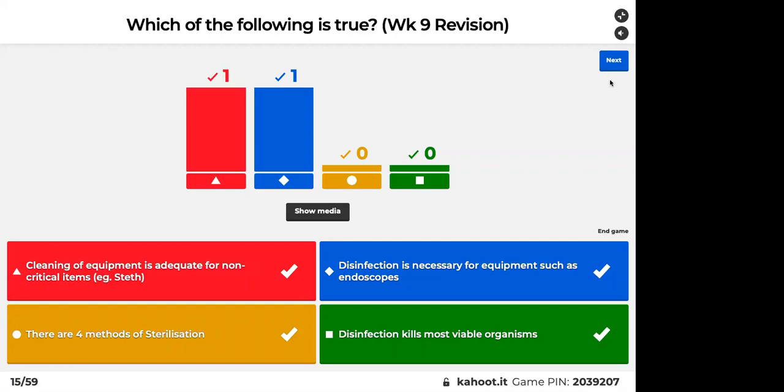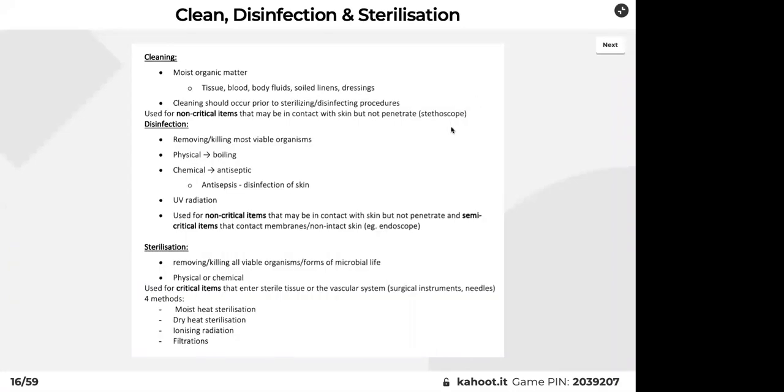Does anyone want to tell me what the four methods of sterilization are? Okay, so I'll just say them. There's moist heat sterilization, dry heat sterilization, ionizing radiation, and filtration. And yes, disinfection is necessary for equipment like endoscopes. And disinfection does kill most viable organisms. That's pretty much it.